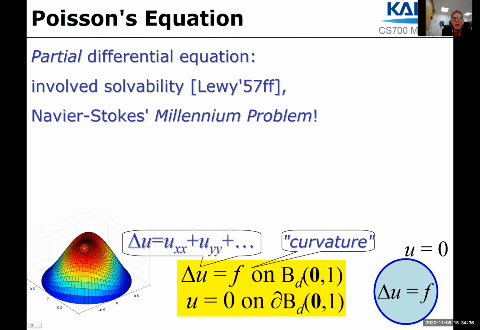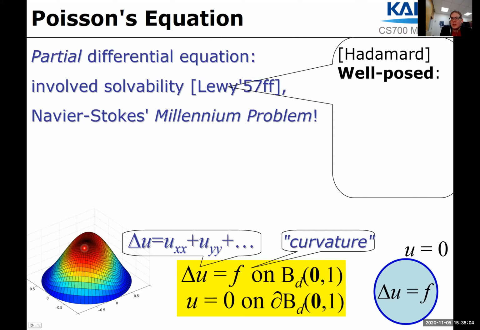And let me also remind you that for the Navier-Stokes partial differential equation, existence and smoothness of the solution is one of the famous millennium problems. So we have to be very careful when we deal with partial differential equations, and first make sure that the PDE we're considering actually has a solution, and in what sense a solution.